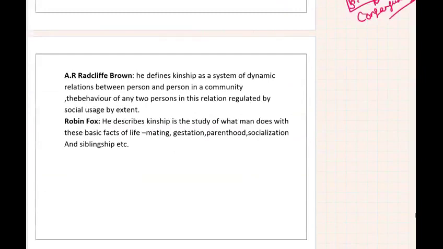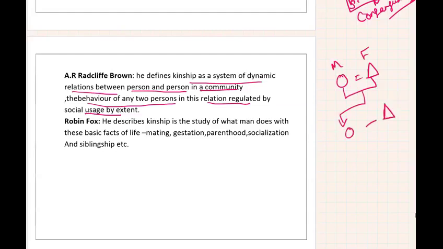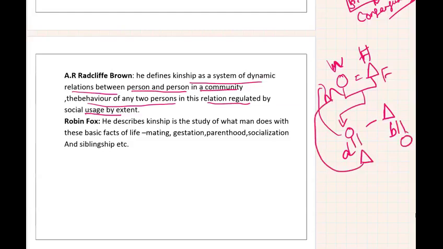A.R. Radcliffe Brown. He defines kinship as a system of dynamic relationship between person and person in a community, and the behavior of any two persons in these relations is regulated by social usage. So he defines that it is dynamic. That means it will change from time to time. Suppose first they are mother and father, and they gave birth to two children. Initially they are husband and wife. Now they become mother and father, with a daughter and a boy. If the children marry someone, they become a mother-in-law and a father-in-law. So the relationships keep on changing. That's why he used the word dynamic. It's not static, it's dynamic. A dynamic relation between the person and a community.